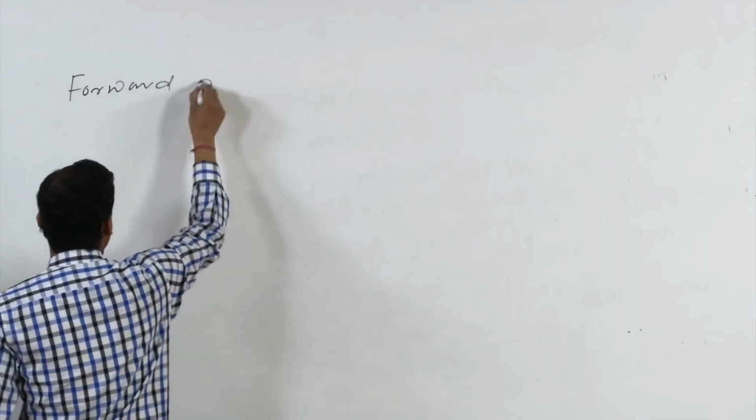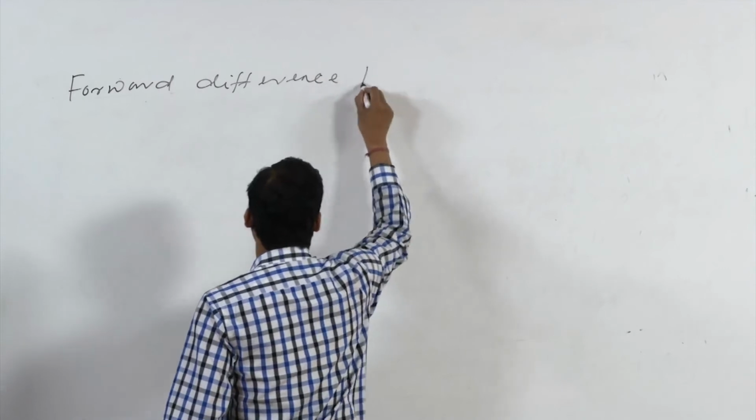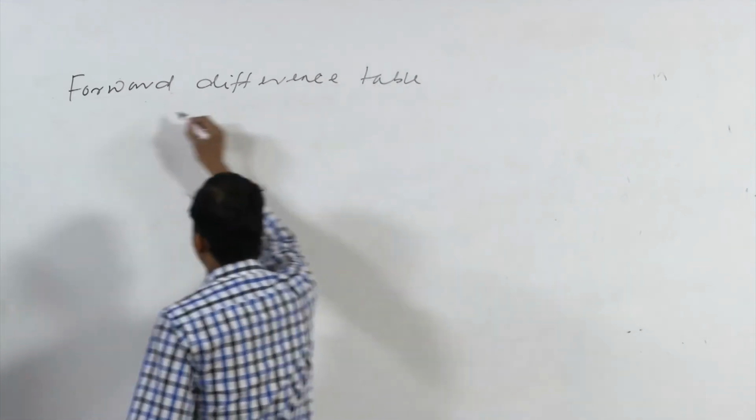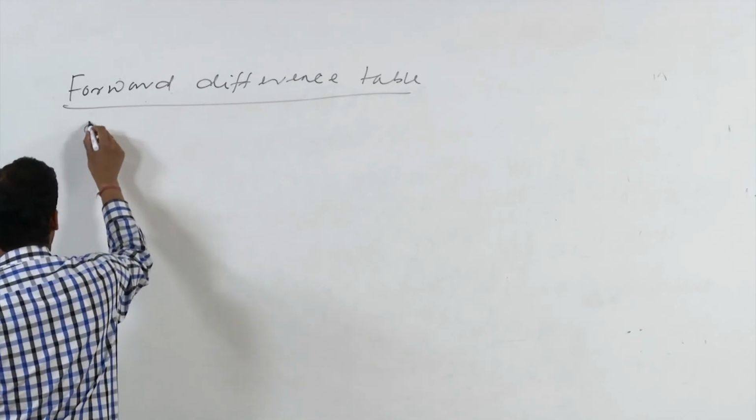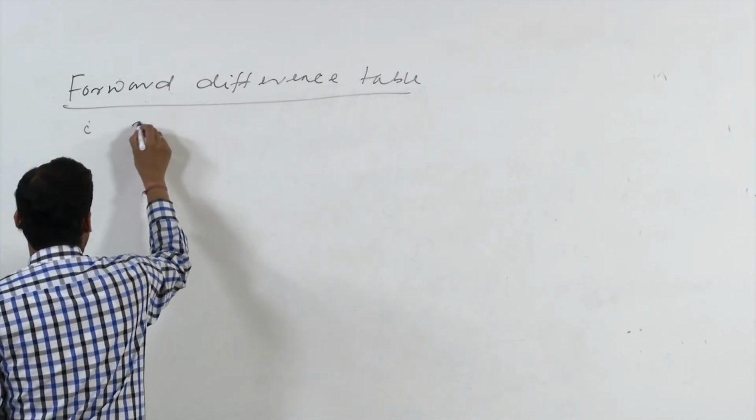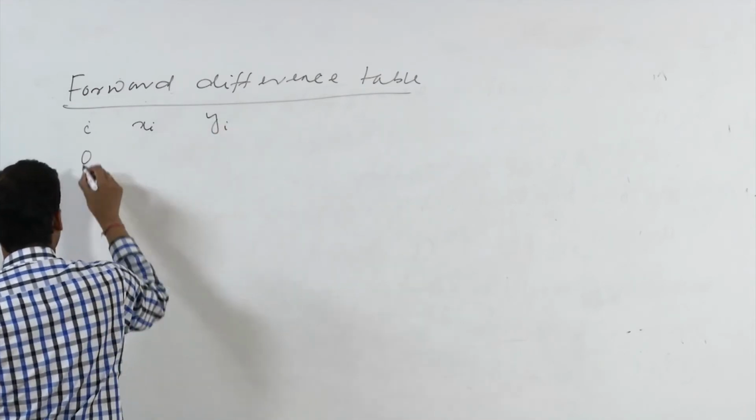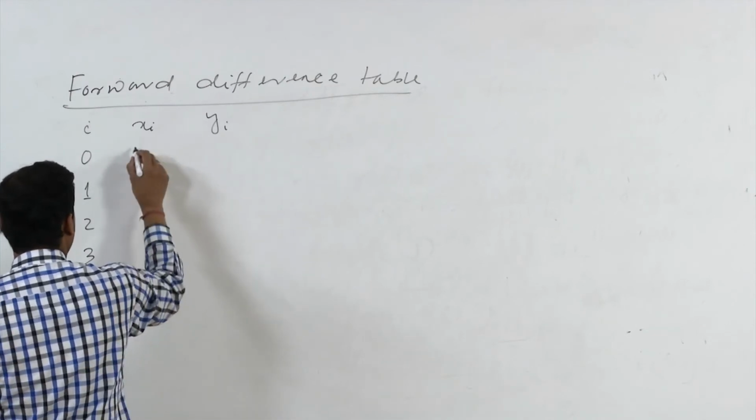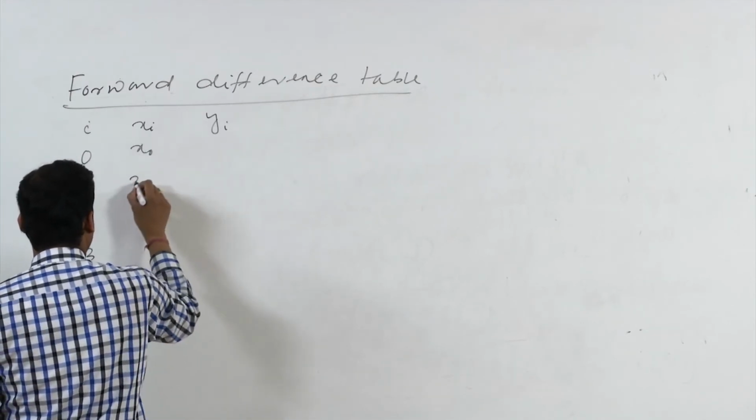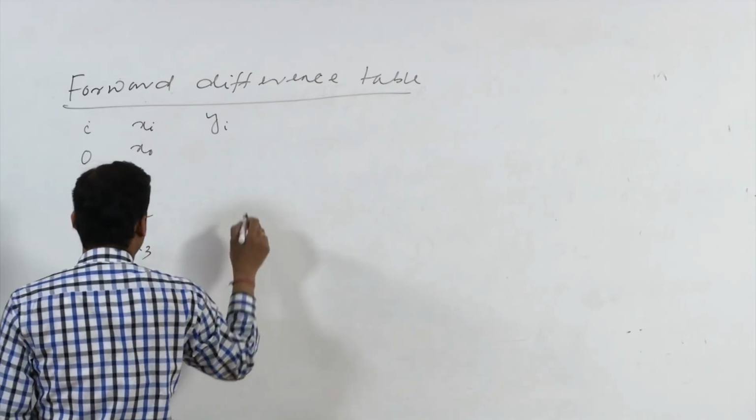So, if I am writing this forward difference table, it can be written as i, x_i, y_i, where i equals 0, 1, 2, 3, 4, suppose. Then the x_i values are x0, x1, x2, x3, x4.